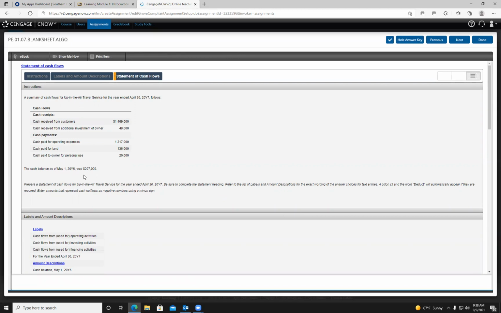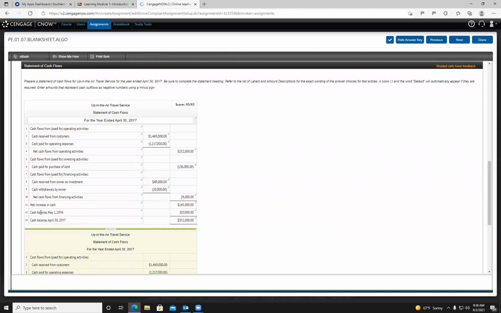All right, if you look up here at the top of the problem, it did tell you that the cash balance as of 2006 was 207,000. So that's what your cash balance was for May. So you're going to plug in the cash balance for the previous period of 207,000. You add in the net cash increase, and that gives you your new cash balance of 352,000 for the year ended April 30th, 2007.